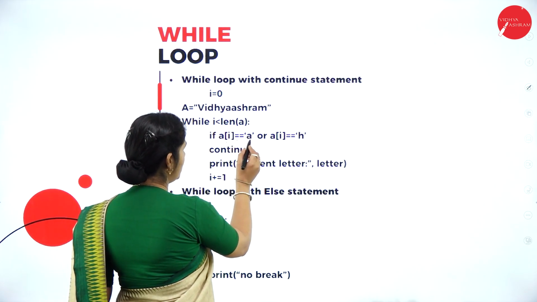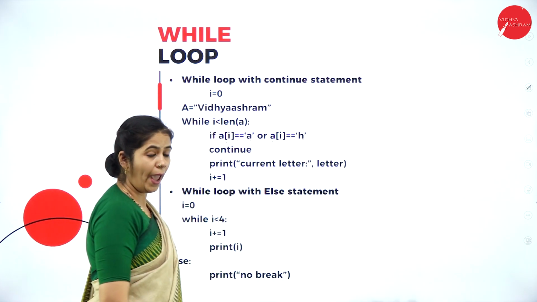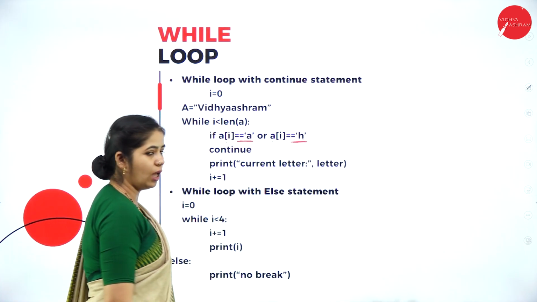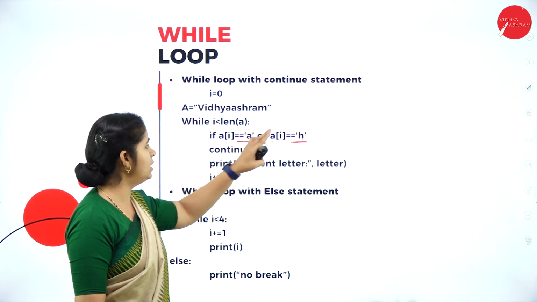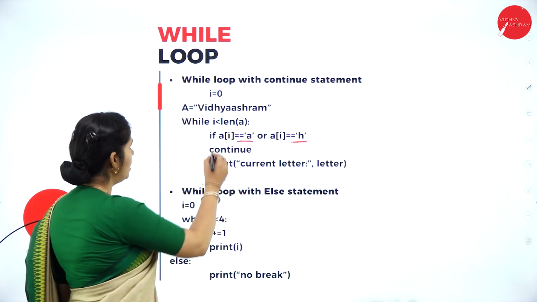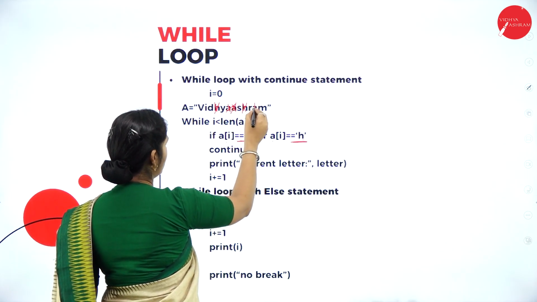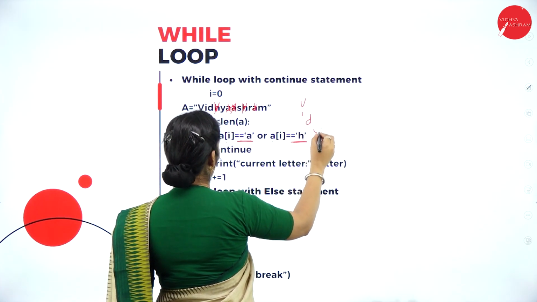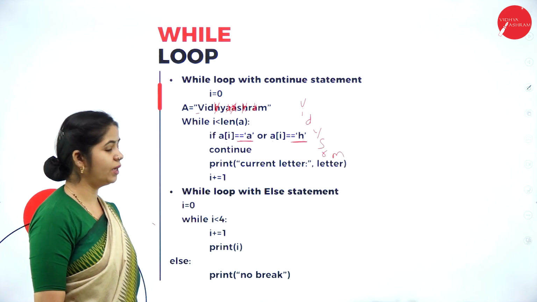If A of I is equal to A, or if A of I is equal to H, then continue. Except these two letters, wherever A comes and wherever H comes, except these letters, continue printing the current letters. So similarly, here H does not display, A does not display, H won't display, and H. The remaining values, that is V, I, D, Y, S, R, M, this much will be displayed with the print statement.